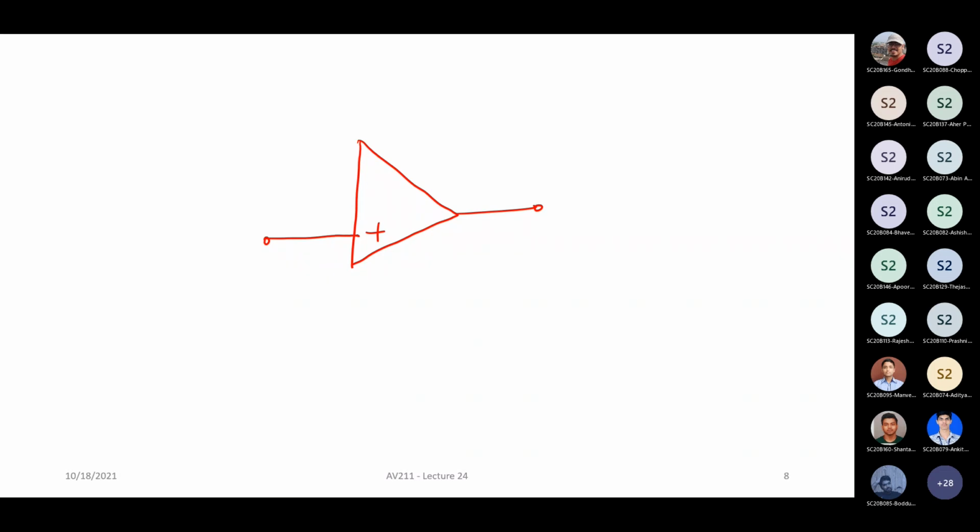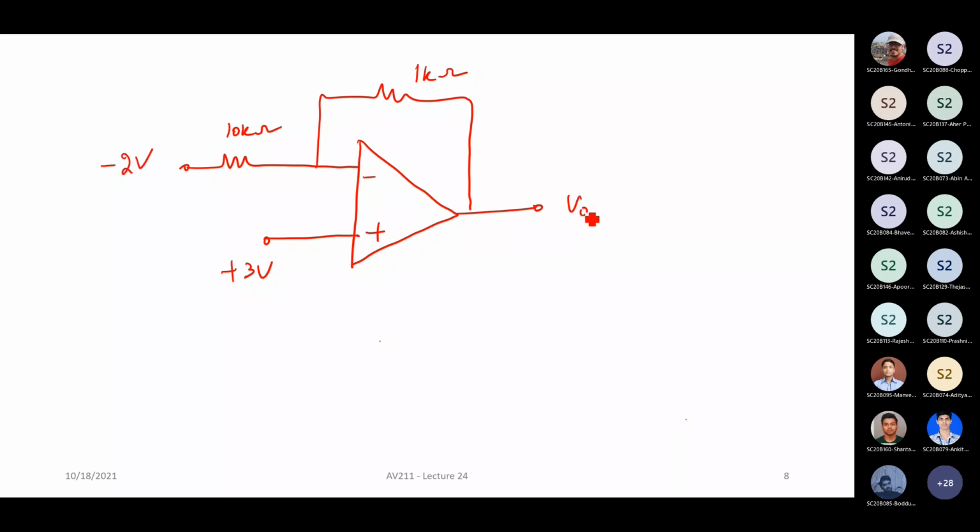So now I'm going to give you a problem, and I want you to tell me what will be the output here. What is V out here?